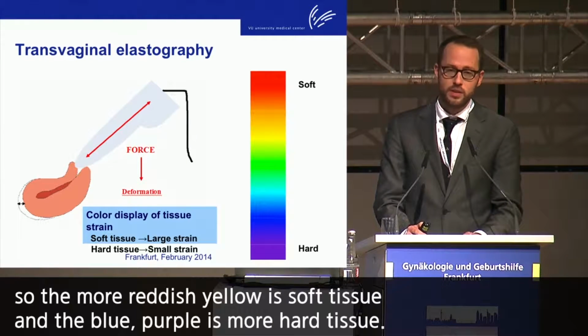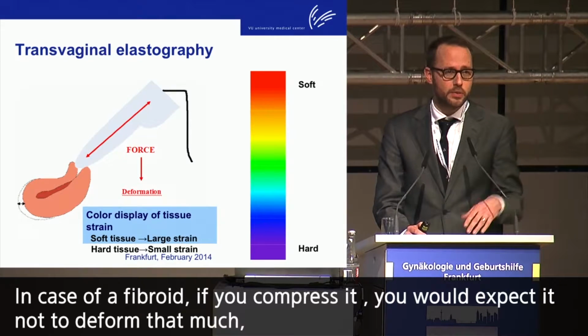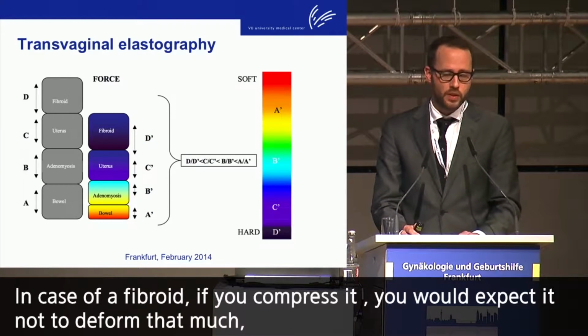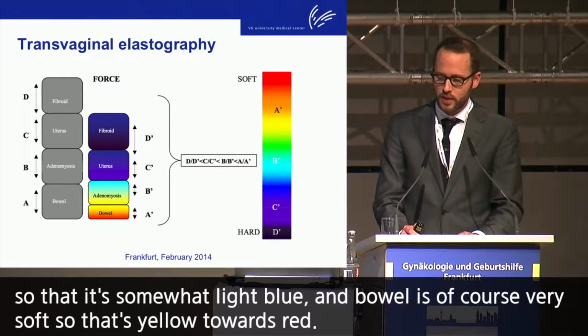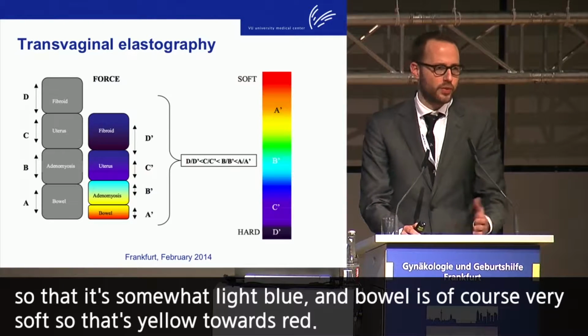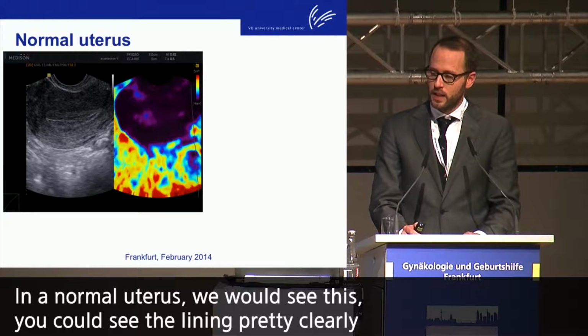So the more reddish yellow is soft tissue, and the blue purple is more hard tissue. In case of a fibroid, if you compress it, you would expect it not to deform that much. So that would turn out to be quite purple. The uterus somewhat more blue. Adenomyosis is softer, so that's somewhat light blue. And bowel is, of course, very soft, so that's yellow towards red.